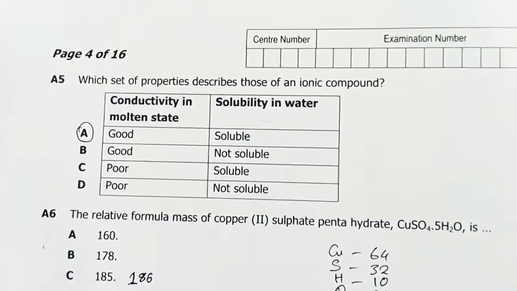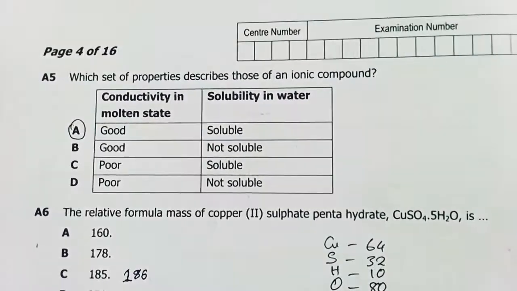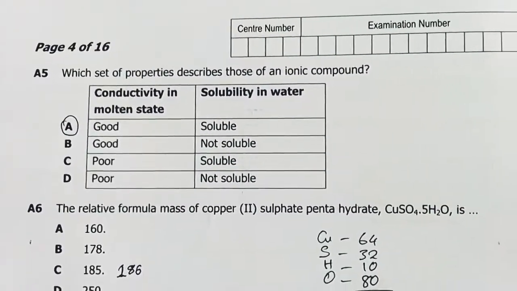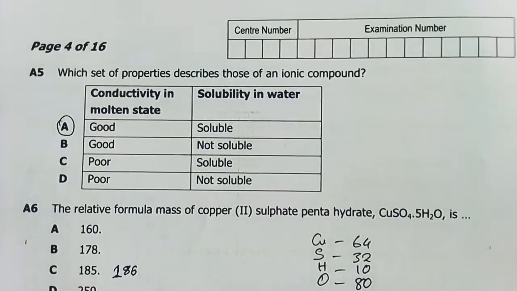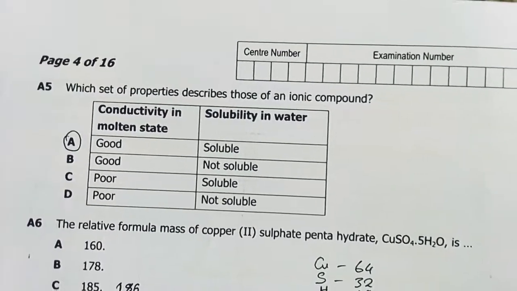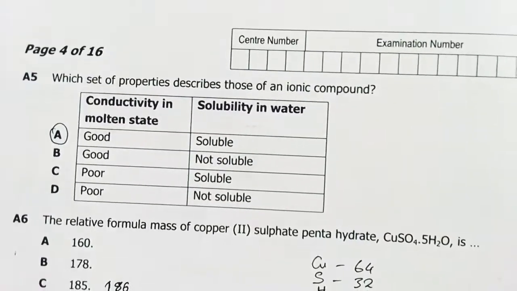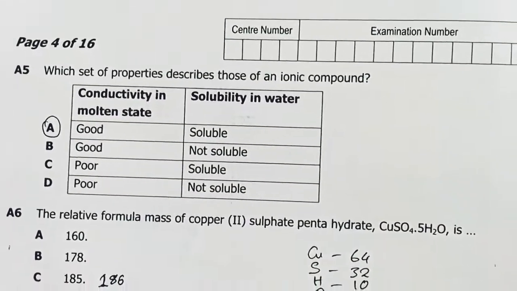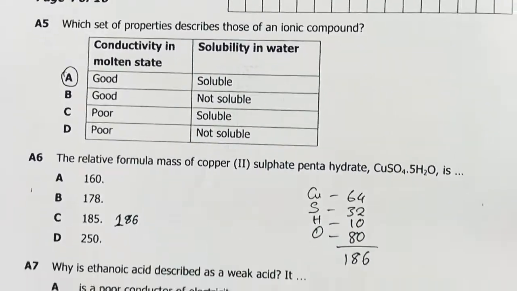Question 5. Which set of properties describes those of an ionic compound? My answer there is A. They are good conductors of electricity, especially in their ionic state, because the species would be mobile. Then in water, they are soluble. They're soluble because water is actually partially ionic and partially covalent. It's polar. Water is polar bonded. So the answer there is A.